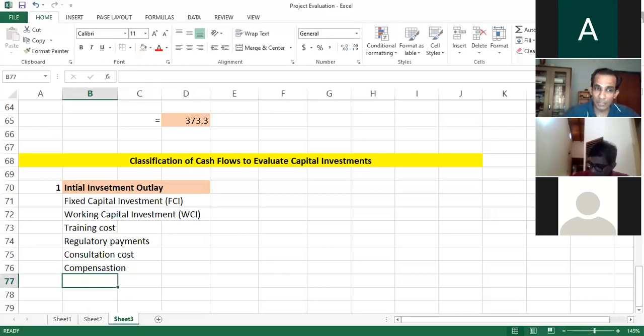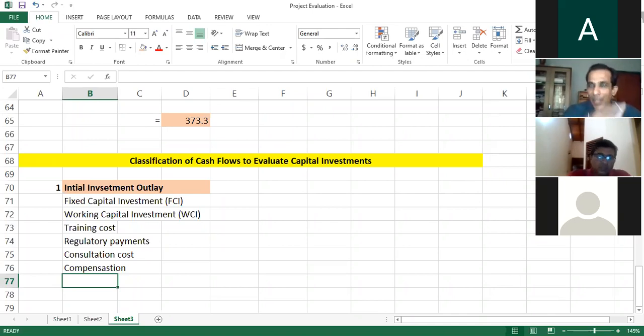Can't we think of the consultation cost as a sunk cost? Because you do the consultation, and if the project doesn't come, then okay. So there can be certain costs like that. Actually, what I mean here is not a feasibility study. If it is a feasibility study, that is definitely a sunk cost.